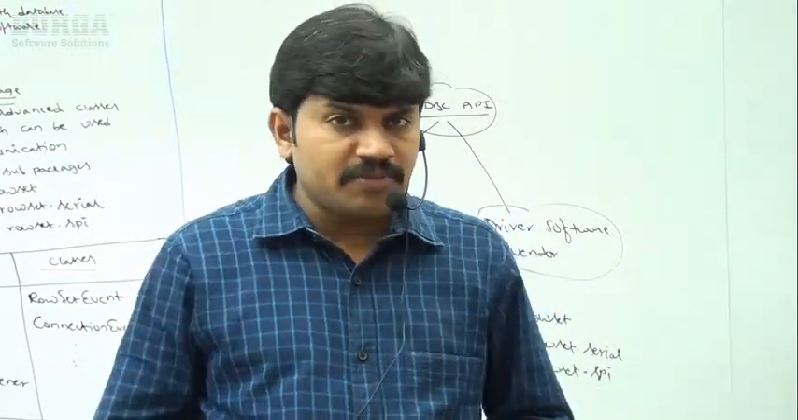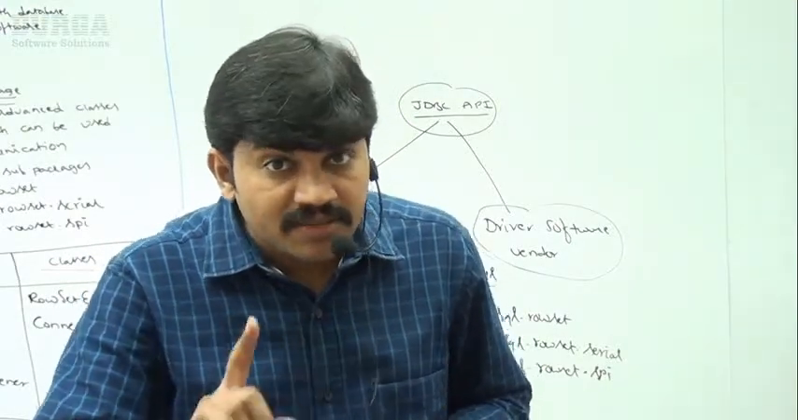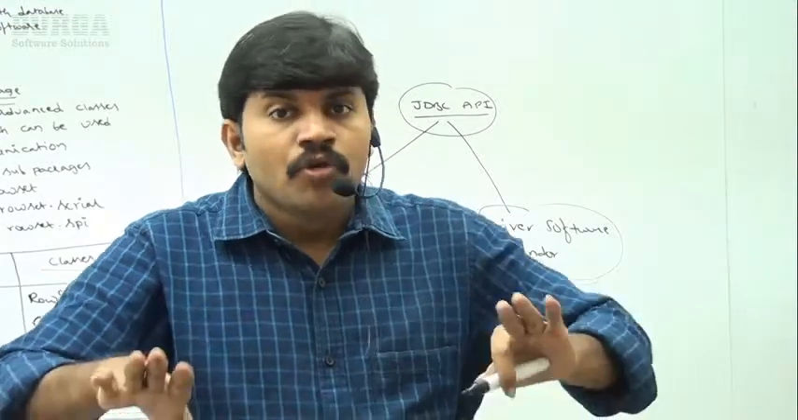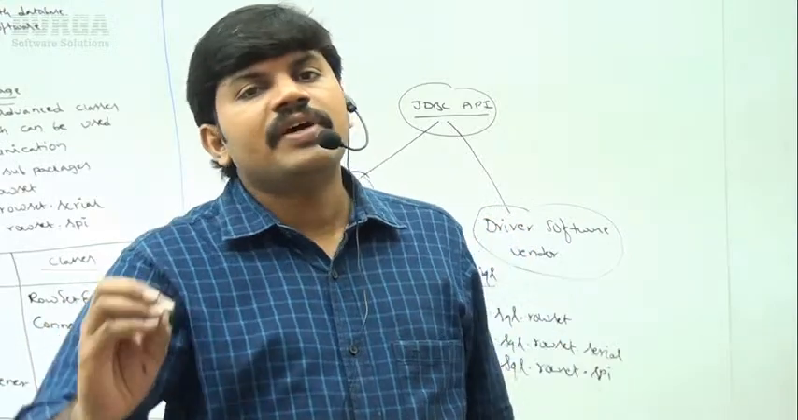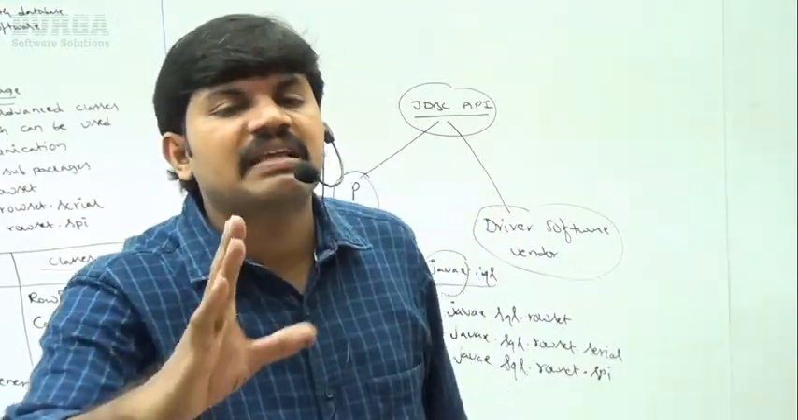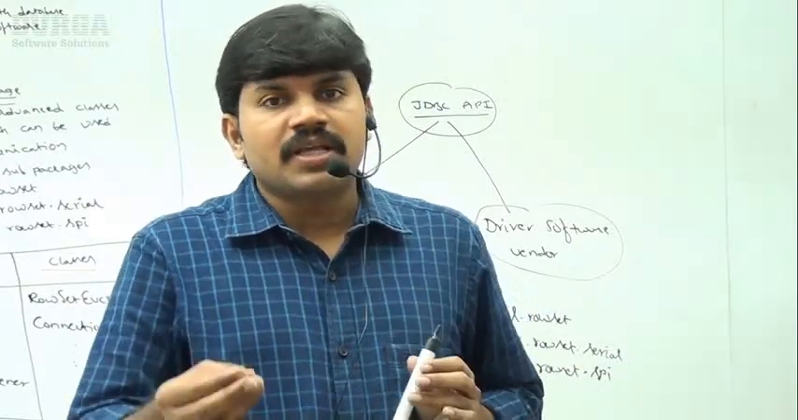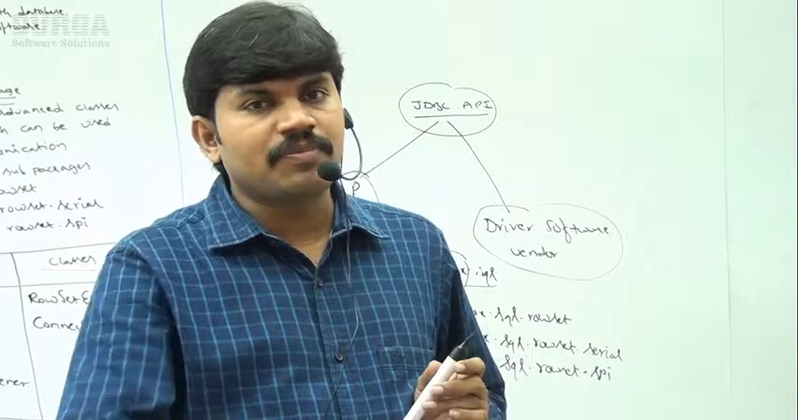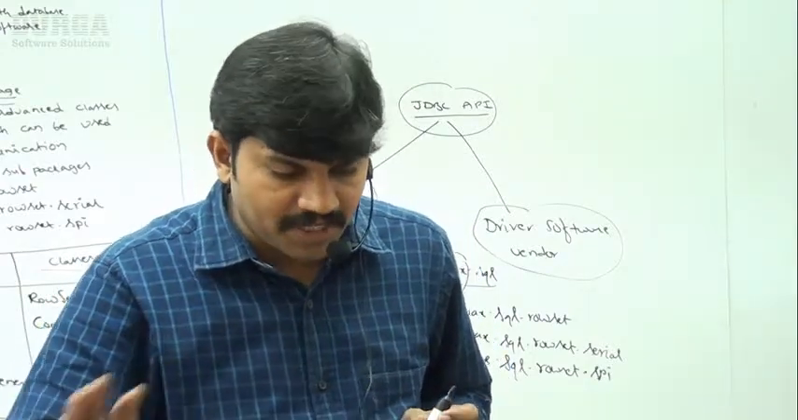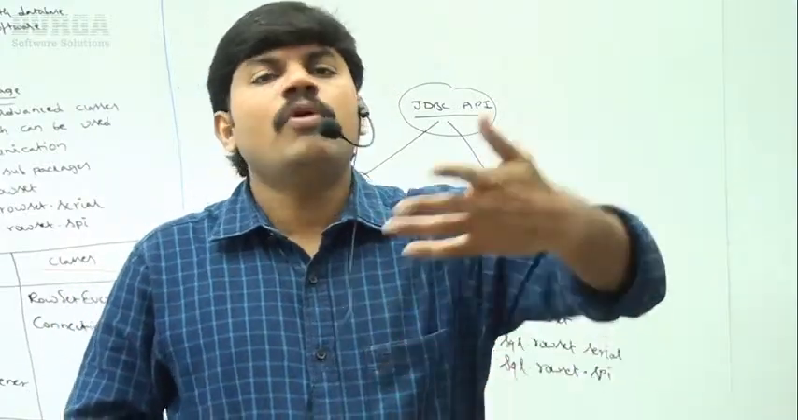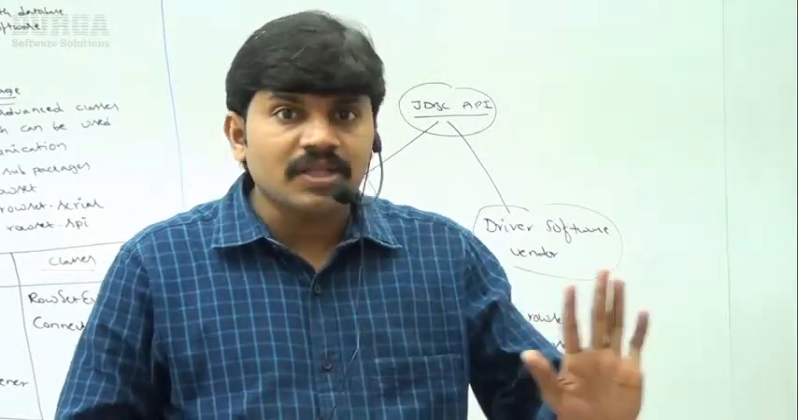Next, the JDBC API contains how many packages? Two packages. What is the first one? The java.sql package. What is the second one? The javax.sql package. What is the difference between java.sql and javax.sql? The java.sql package contains basic classes and interfaces which can be used for database communication, something like Statement, ResultSet, PreparedStatement, Connection. All these are available inside the java.sql package. More advanced classes and interfaces are available inside the javax.sql package.